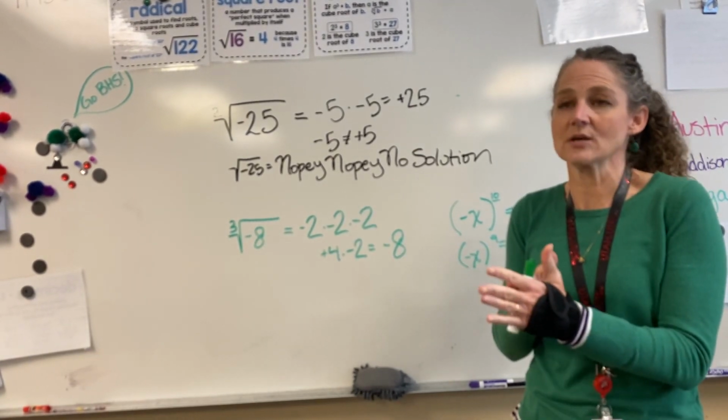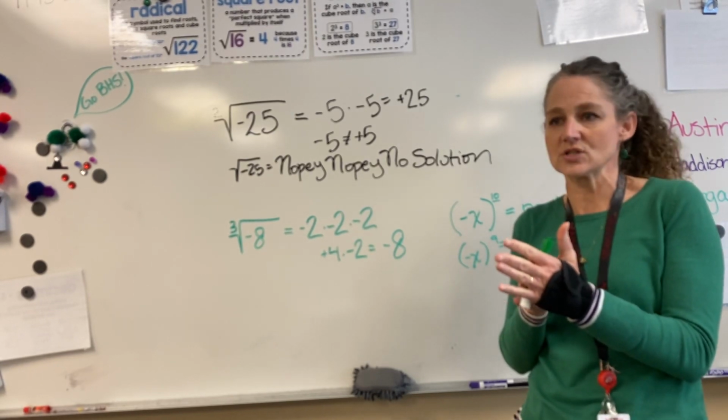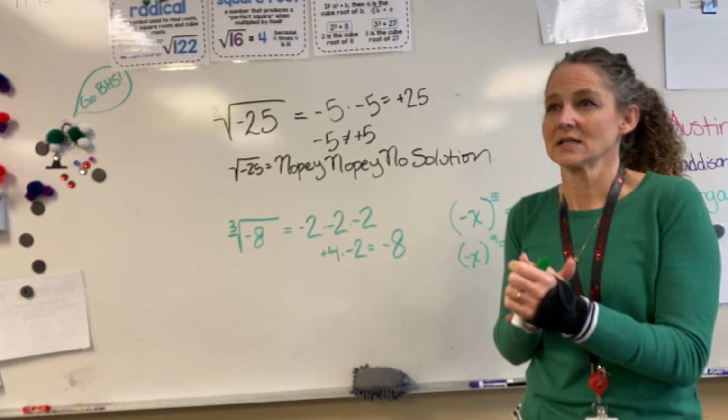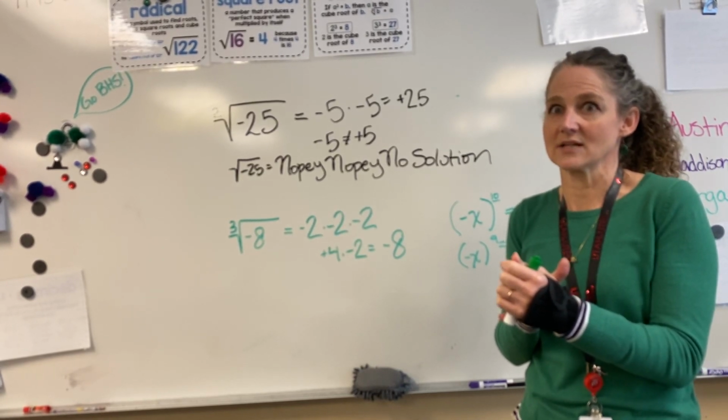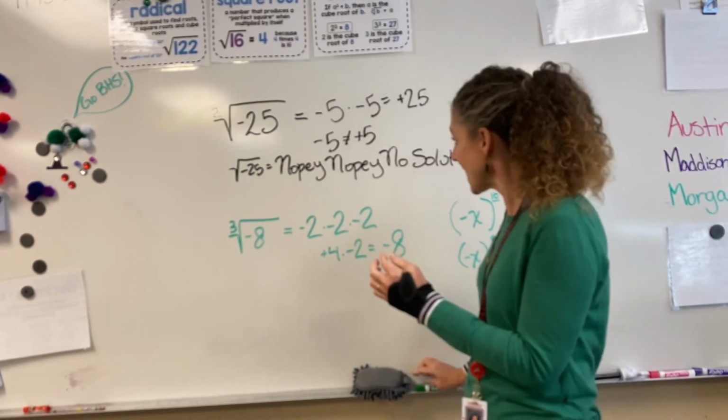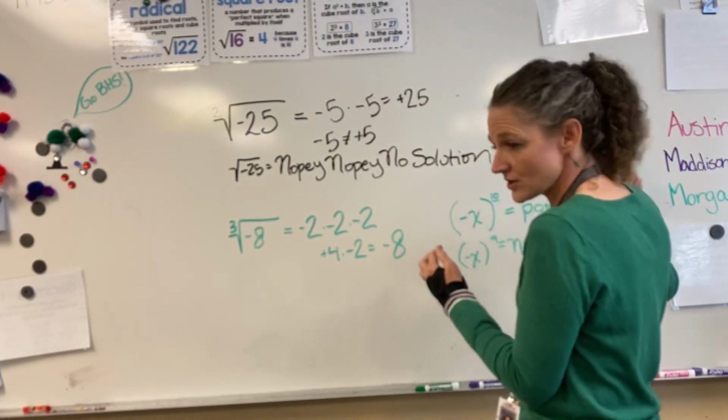Can you have a cubed root of negative 125? Yes. I think that's negative 5. You think. But we're not sure. Let me show you.